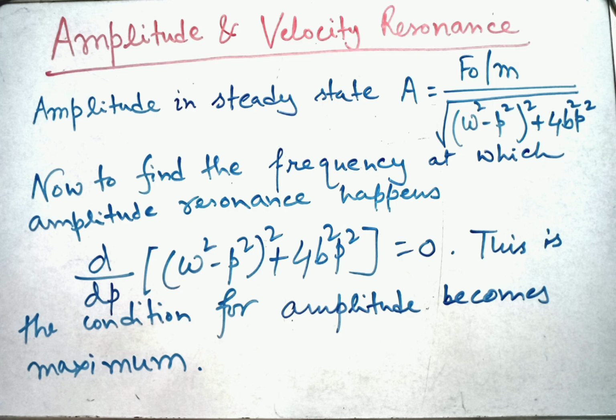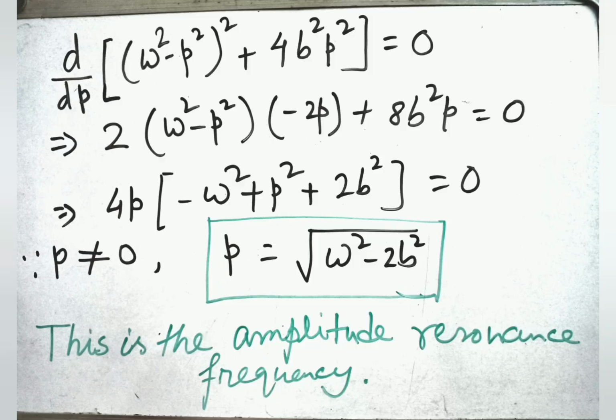Now how do we find the frequency at which this will be the minimum? For that we require the condition d/dp, because p is the variable, the external force frequency, right? The frequency of the external force will be varying. Omega is the natural frequency of the system, so that's why we have to take the derivative with respect to p.